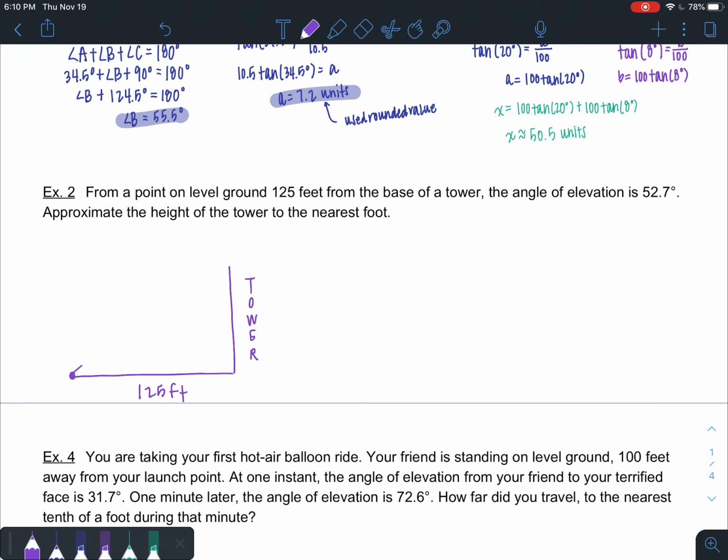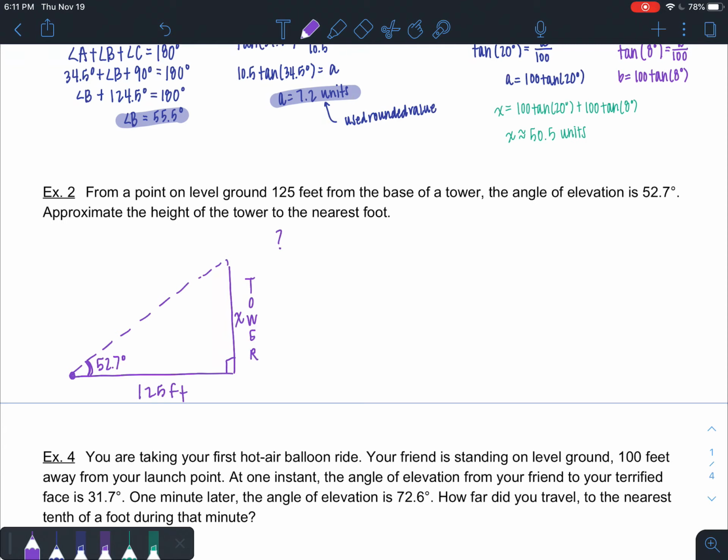All right, and then the angle of elevation. Now the angle of elevation is going up to the top of the tower. So this right here is our angle of elevation, and it is 52.7 degrees. Now I want to approximate the height of the tower to the nearest foot. Unless it's the Leaning Tower of Pisa, it's going to be a 90-degree angle right there. And so I need to find the tower, which we'll call X. Go ahead and solve that on your own.